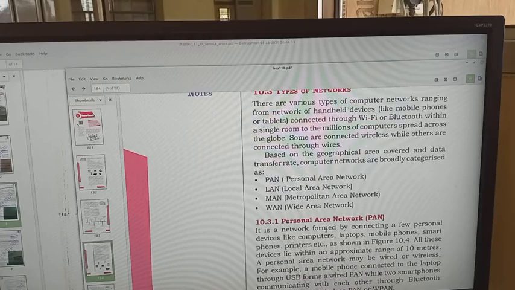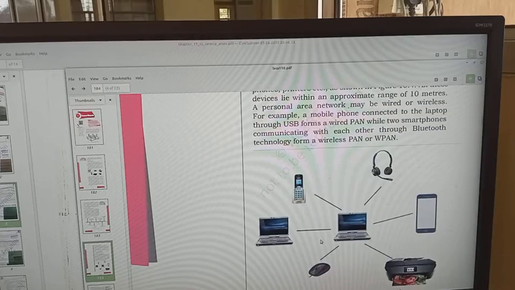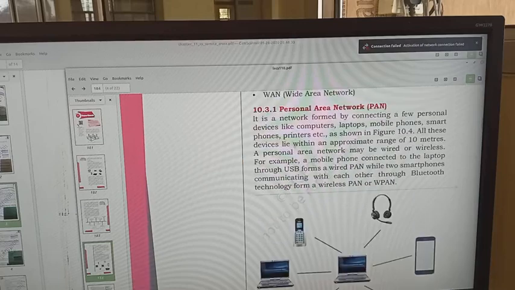The first one is called PAN, personal area network. What do you mean by PAN? Look at that, there is a computer. One laptop is connected to another laptop, and it is connected to a cell phone, a microphone, a smartphone, one printer and one mouse. This is called a personal area network. By definition, it is a network formed by connecting a few personal devices like computers, laptops, mobile phones, smartphones, printer, etc.